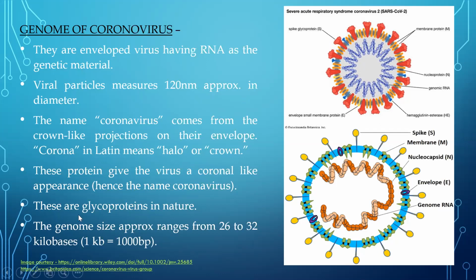What is the genome size of this virus? The genome size approximately ranges from 26 to 32 kilobases. Now we have to know that 1 kilobase is 1000 base pairs. Imagine how big the genome of this virus is. So it ranges from 26 to 32 kilobases, and again, 1 kilobase is equal to 1000 base pairs.